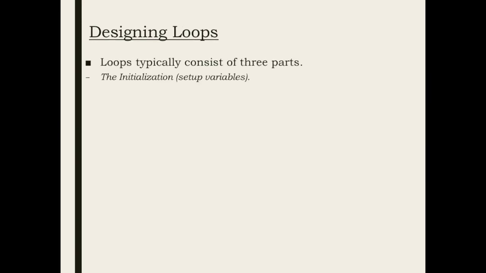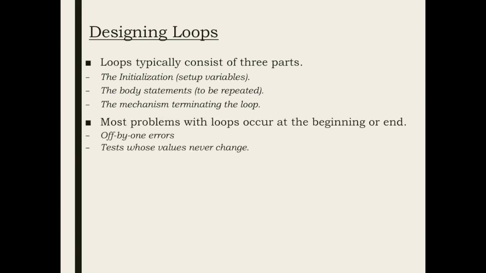Loops typically consist of 3 parts. You've got where you initialize your variables, you've got the body, the things that are going to be repeated, and then you need that mechanism that allows the loop to terminate. Most problems with your loops are going to occur at the beginning or end. You're either going to initialize your variables wrong, you're going to have test values that never change, like say we never updated x in that first example, and you'd end up with an infinite loop, or you could have off by 1 errors. So if I wanted to count from 1 to 3, but my Boolean expression said while my input was less than 3, then I would only print 1 and 2, so that would be an off by 1 error. That's it for this lesson.